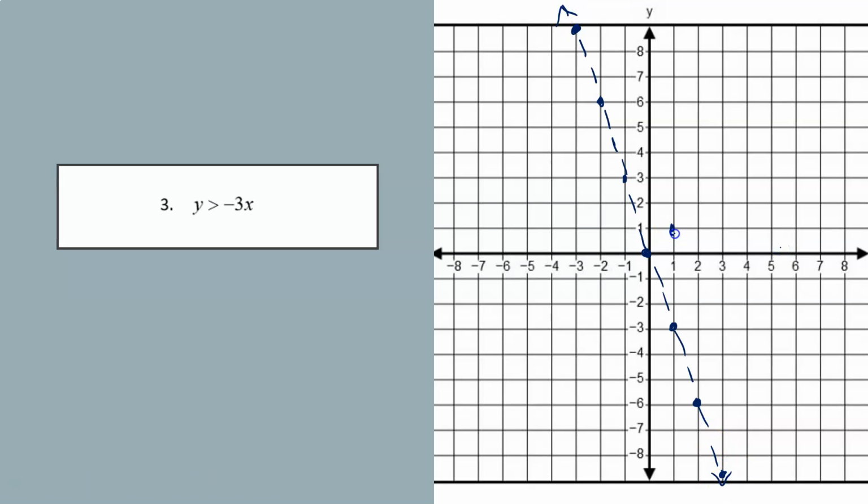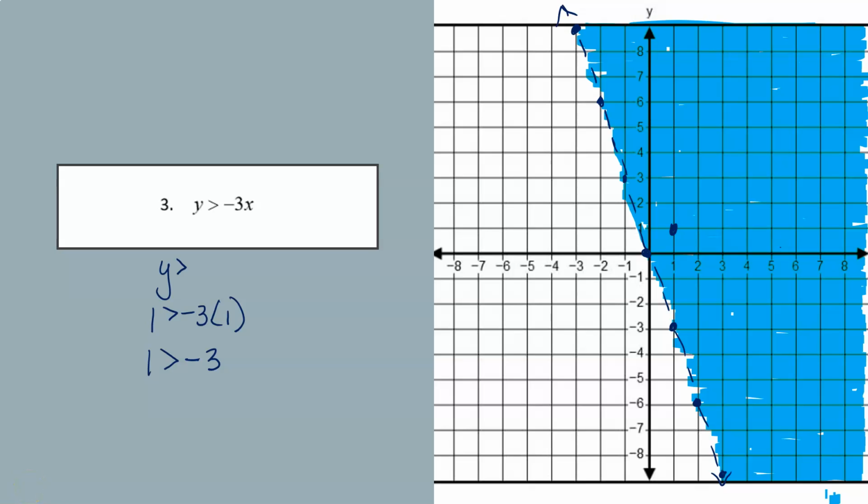So I'm going to use 1, 1. Still pretty easy math. So I have y is greater than, or 1 is greater than negative 3 times 1. 1 is greater than -3, and it is. So this time we're going to color in the side with the test point. That's what it should look like when you shade it, because here's the test point right there.